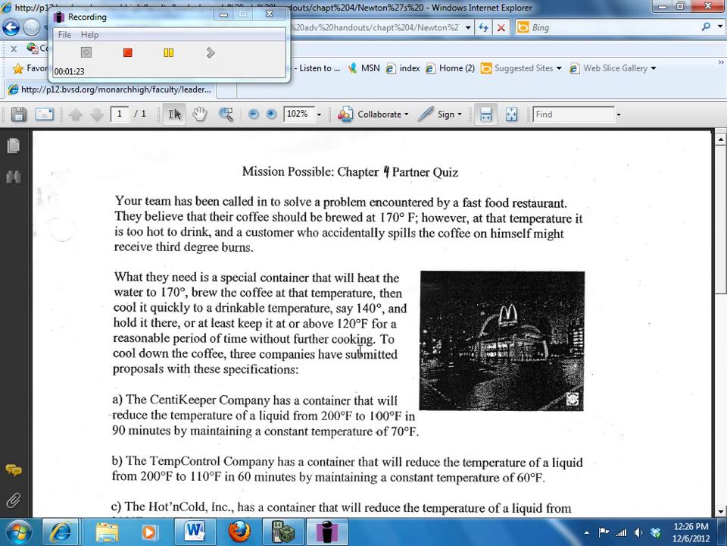And at least keep it between 140 and 120 for the longest period of time, for a reasonable period of time without further cooking. To cool down the coffee, 3 companies have submitted their proposal.